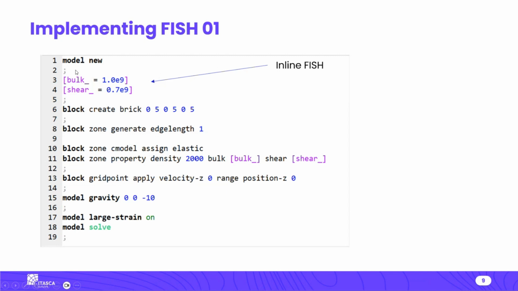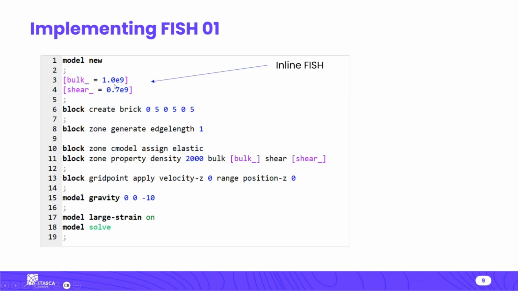Implementing fish, as well as using the square brackets to call a function, you can also use square brackets to initialize a variable. And in fact, you can put any fish that you like inside square brackets as long as it's one line or one fish statement. So here, let's pretend we have a new model and we want to parameterize the model. So we have a bulk modulus and a shear modulus. We want to put that at the top of the file to make it easy to change later on. Or maybe we want to use this in a loop or something like that.